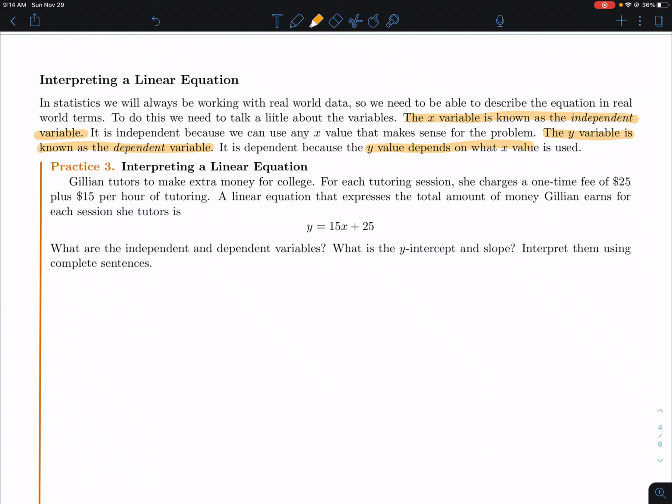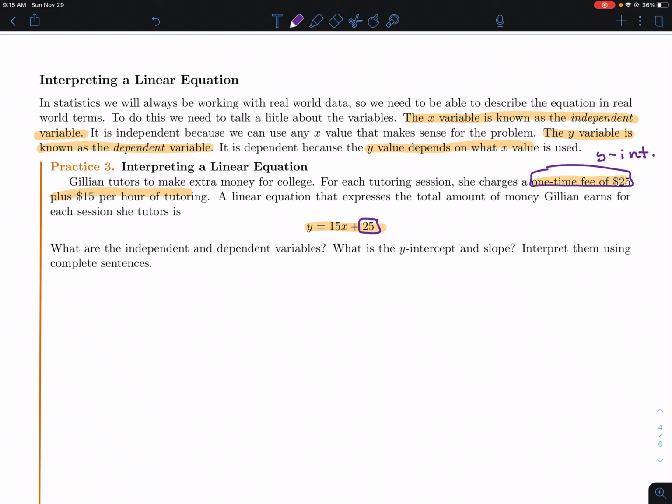So in this case, we've got a little practice problem. Jillian tutors to make extra money for college. For each tutoring session, she charges a one-time fee of $25 plus $15 per hour of tutoring. So a linear equation that expresses the total amount of money Jillian earns for each session she tutors is given below. Notice the one-time fee is our y-intercept because it's only going to get charged one time. And that's why we've got the 25 at the end.